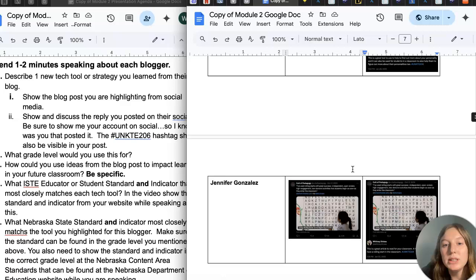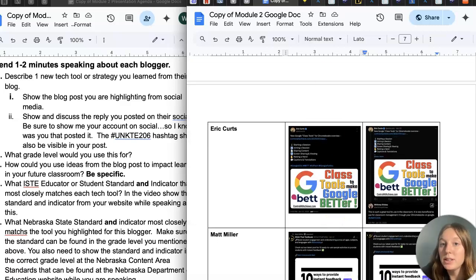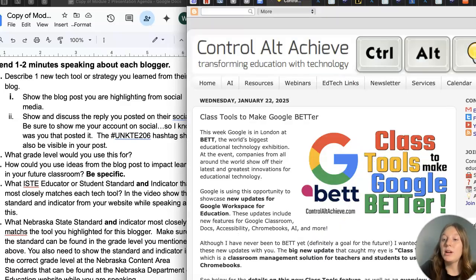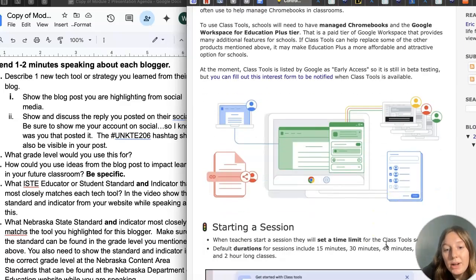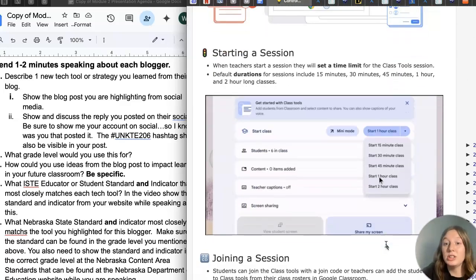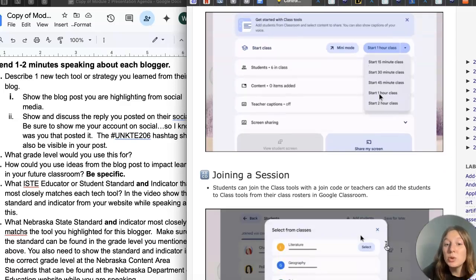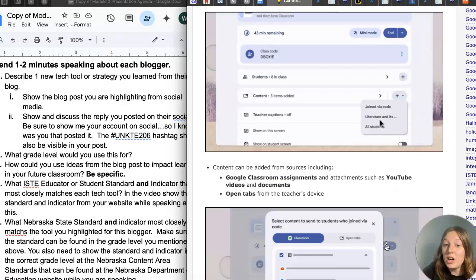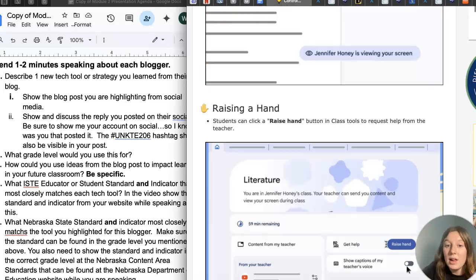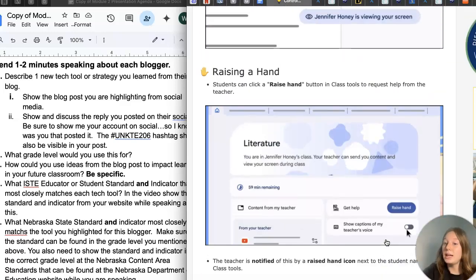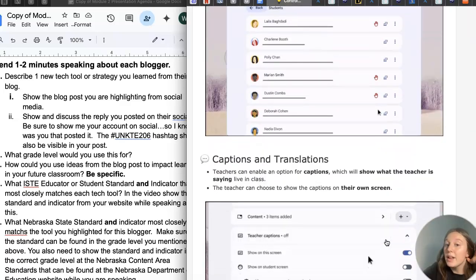For my next person, I have Eric Kurtz. His blog was more about having Google as a classroom management tool. It says that it helps to start a session for the teacher, and you can choose the time limit, join a session, share content, and if the student has a question, they're able to raise their hand. There's captions and translations in it.